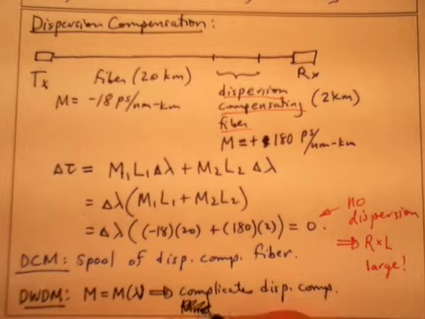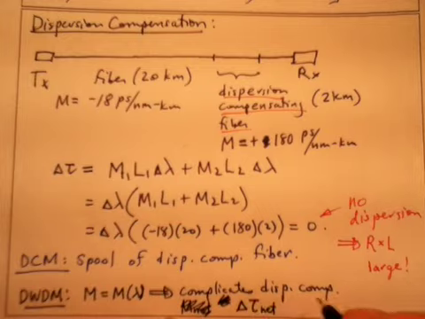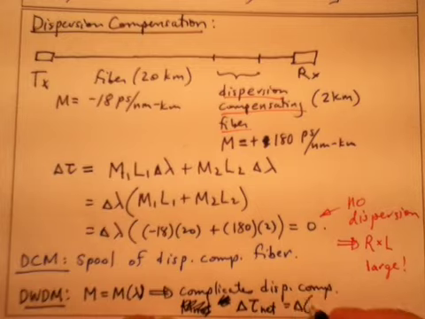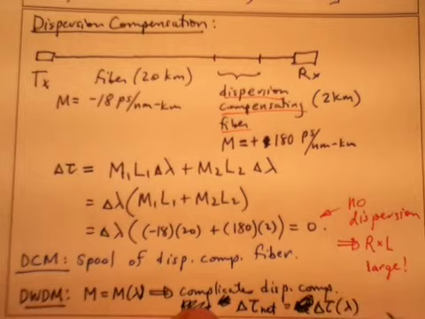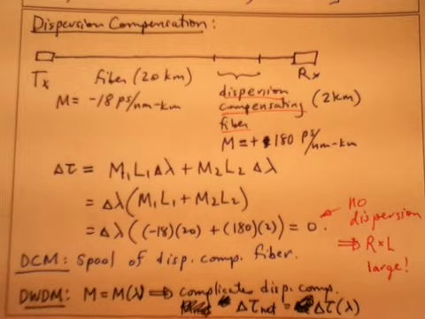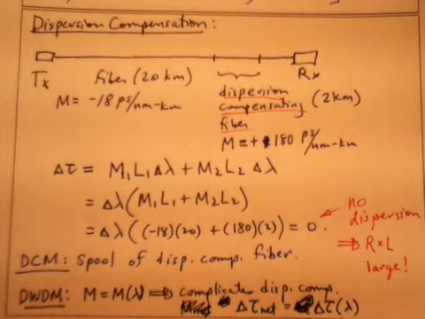So M net, or I should say delta tau net, will be a function of wavelength. And what you want to do is make it so that the zero dispersion wavelength is in the center of that range.